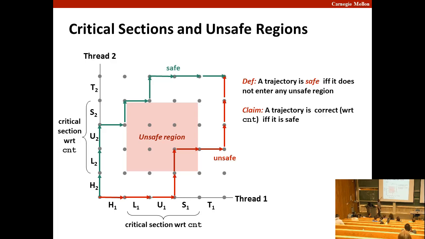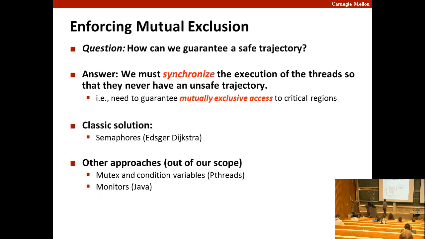So you can see a safe trajectory is an interleaving: process 1, process 2, process 1, process 2, right? Some mixture there that doesn't get into that unsafe region, that doesn't result in an interrupted critical section. An unsafe interleaving is one that does.